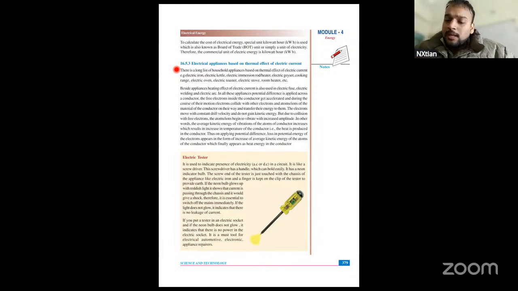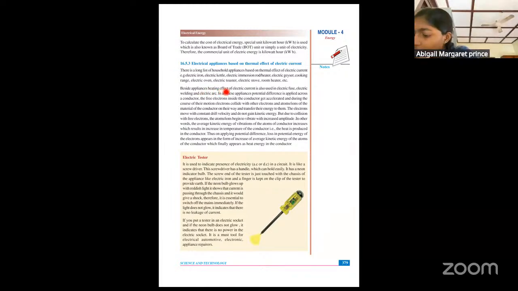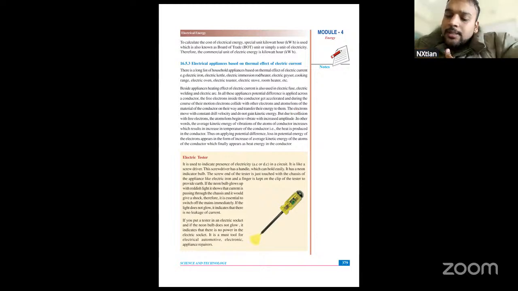Okay, everyone, please, "Besides appliances, the heating effect of electric current is also used in electric fuse, electric welding, and electric arc. In all these appliances, potential difference is applied across a conductor. The free electrons inside the conductor get accelerated, and during the course of the motion, electrons collide with other electrons and atoms or ions of the material of the conductor on their way."